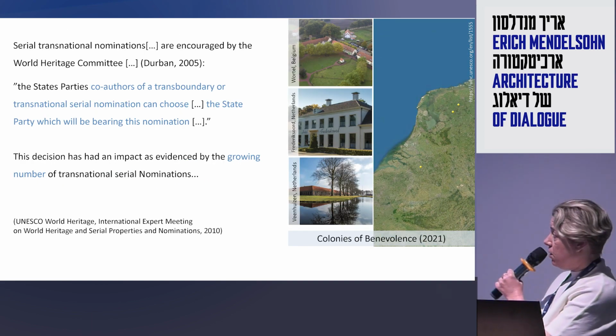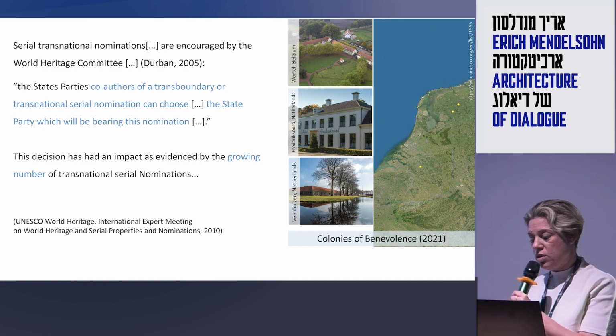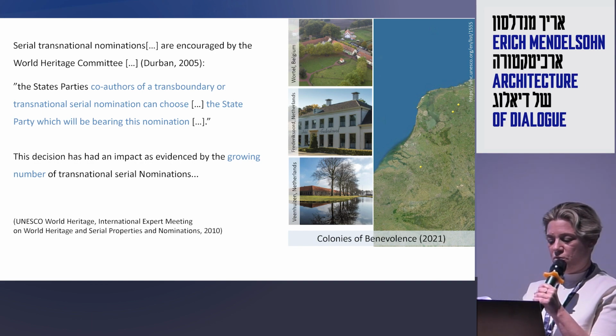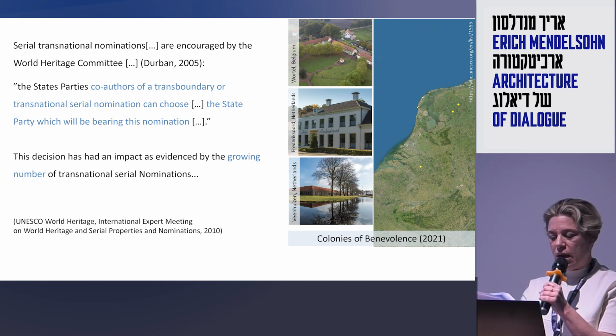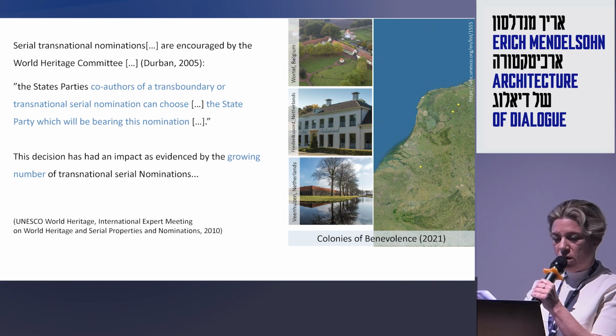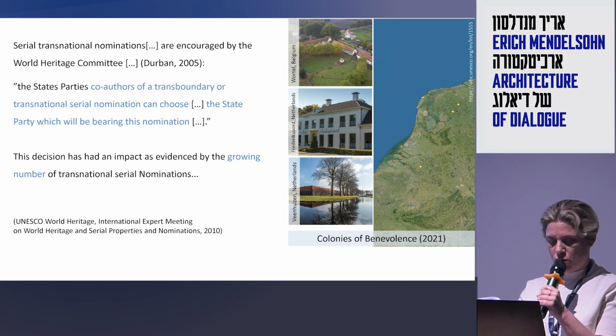As presented here, in order to promote the use of these special types and through them support international cooperation, the World Heritage Mechanism facilitated their use by allowing state parties, co-authors of a transboundary or transnational serial nomination, to choose the state party which will be bearing the nomination.